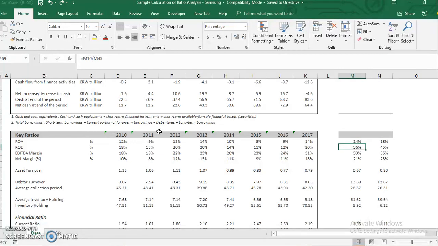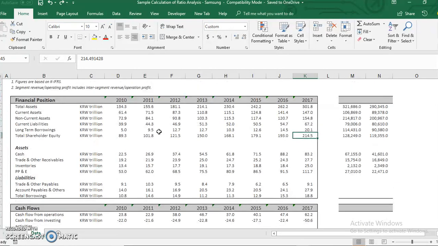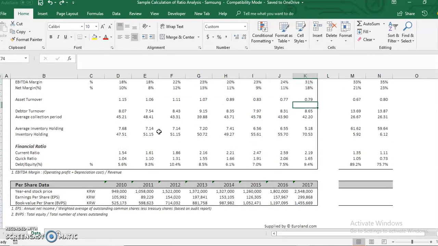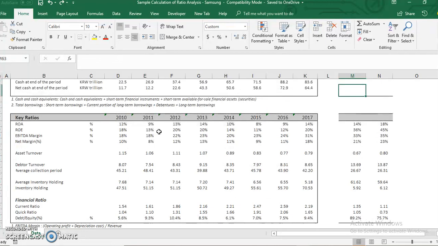Return on equity for Apple is 36%, Samsung is only 26%, 20%. So why is it higher? Why is it so high when there is not so much difference in the return on assets? Because Apple is leveraged. Here you will see the debt equity ratio. Let's look at the debt equity ratio. Debt equity ratio is 9% for Samsung, while for Apple it is 89%.